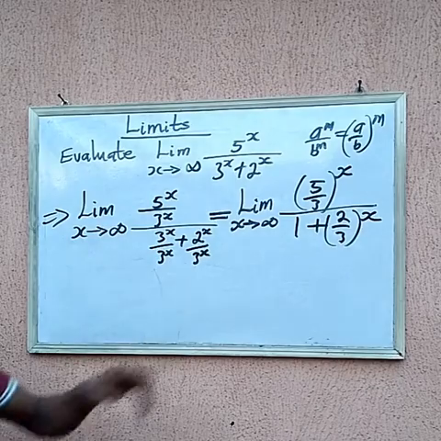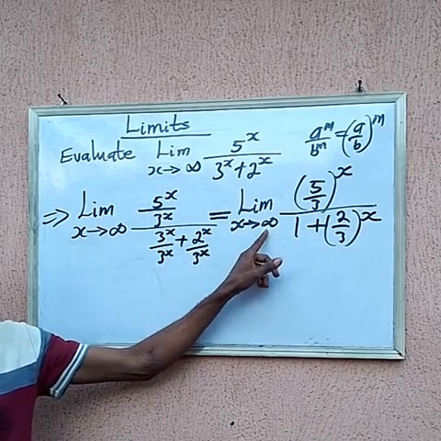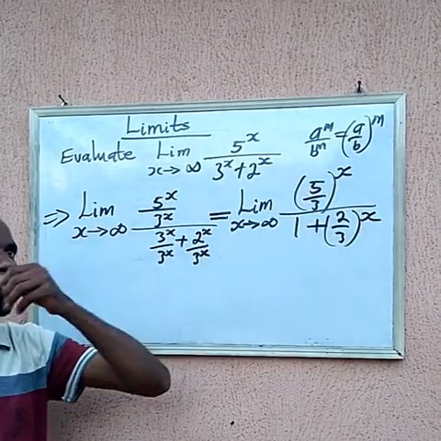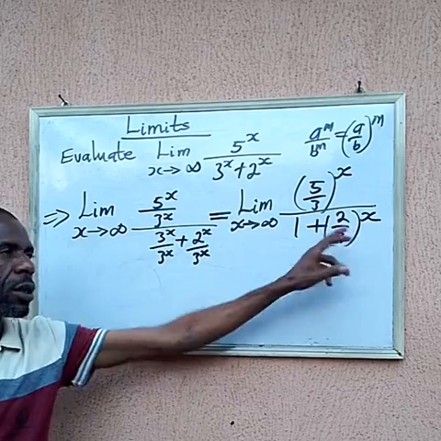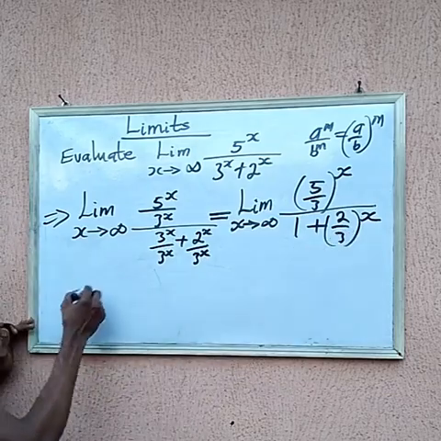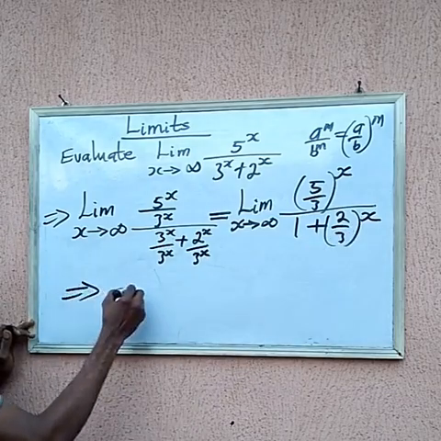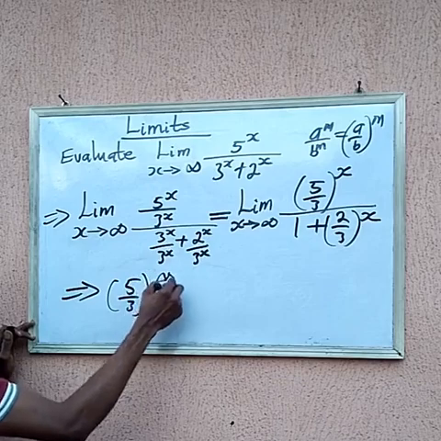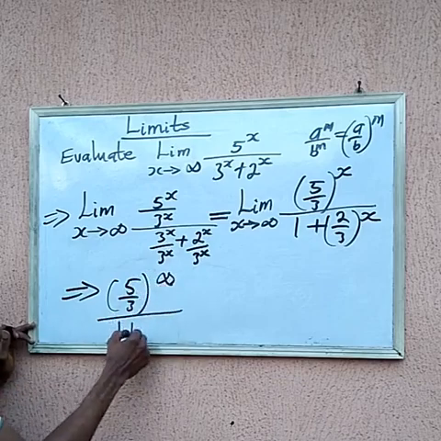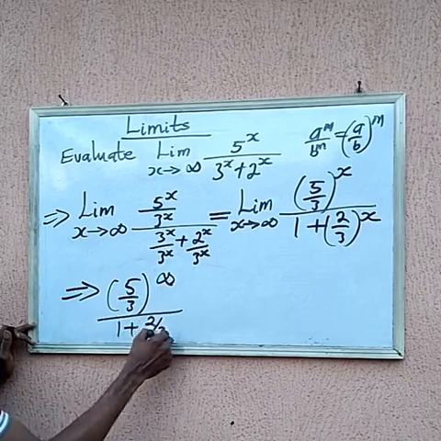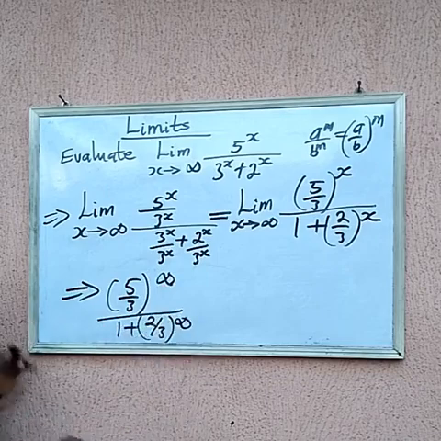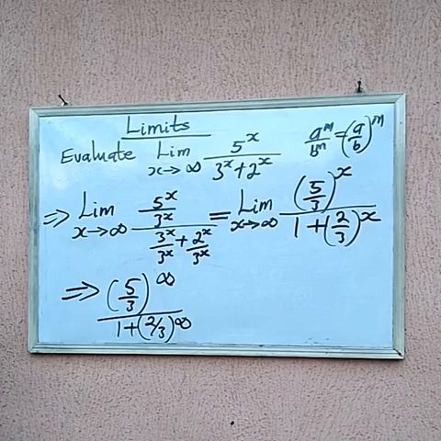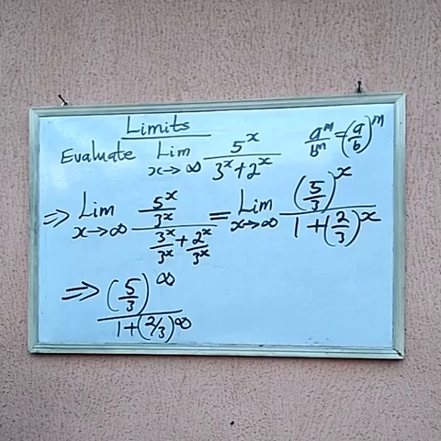So at this point now, we are going to plug in this infinite value into both the numerator and the denominator. So in that case, this will now imply that we have 5 over 3 raised to infinity, all over 1 plus 2 over 3 also raised to infinity. And remember, whenever we raise a value to infinity, what will happen? It will still give you infinity.